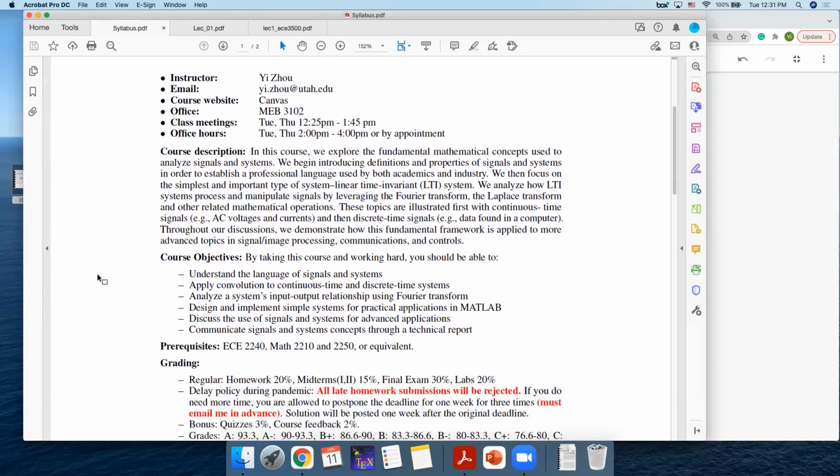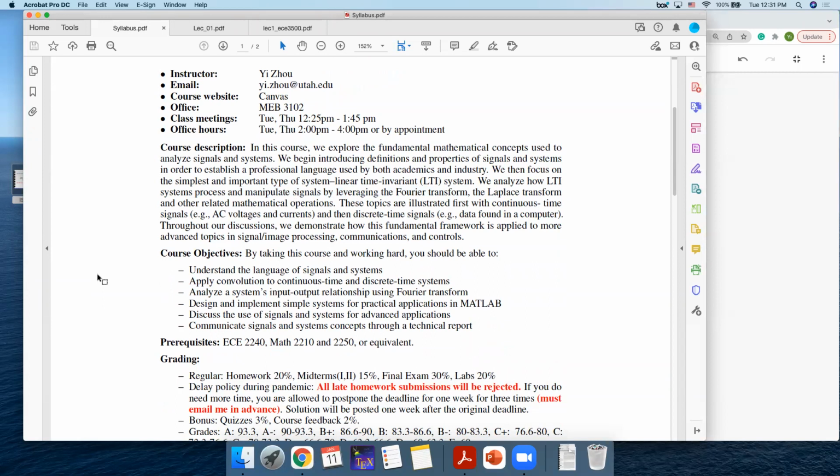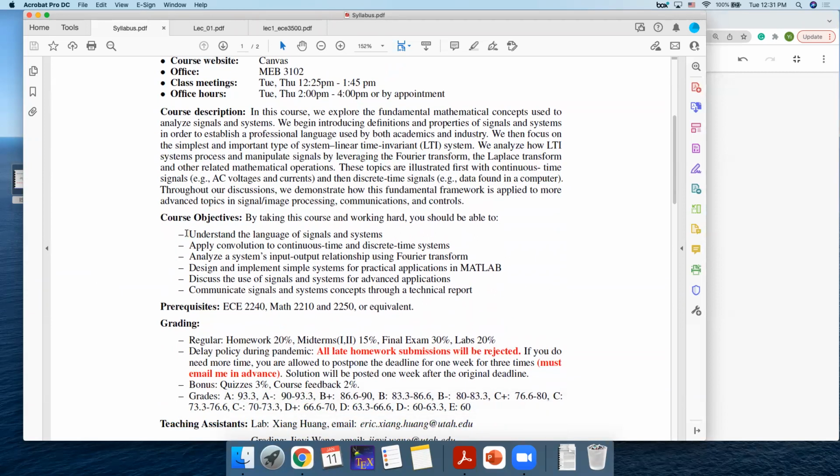I will not go over all the sentences here. The most important course objective is to understand the mathematical language of signals and systems. This course is a bit theoretical. You will need to play with a lot of mathematical formulas, doing a lot of calculus and calculating a lot of Fourier transformations. The most important thing is to understand the mathematical language of signal systems in an abstract and also concrete way.